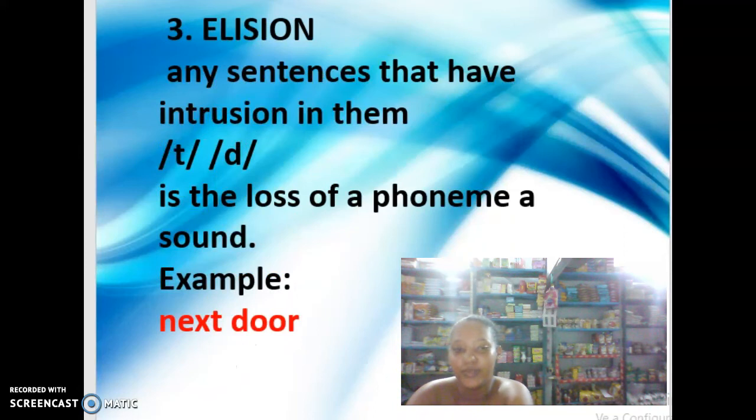3. Elision. Any sentences that have intrusion in them. The elision is the loss of a phoneme, of a sound. Example: next door. Next door.